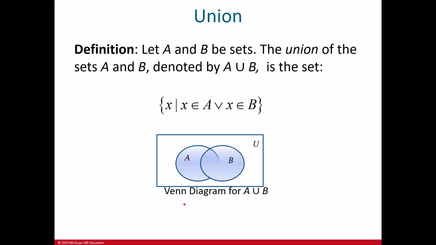Here is our first operation, which is called the union. The union is defined this way: the set of all x such that x is in A or x is in B. So again, this is an example of set builder. And set builder, we said, has two parts. The first part lists the element, in this case x, and here we put some condition.